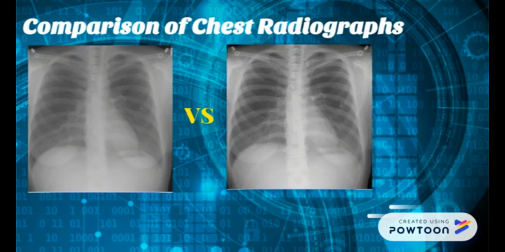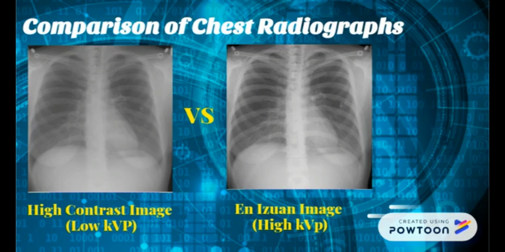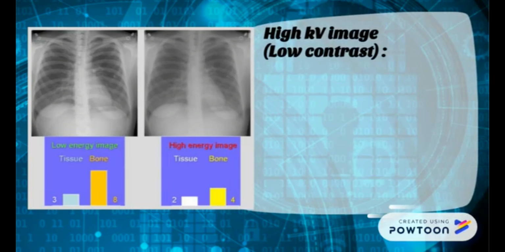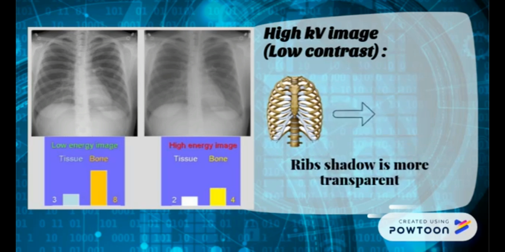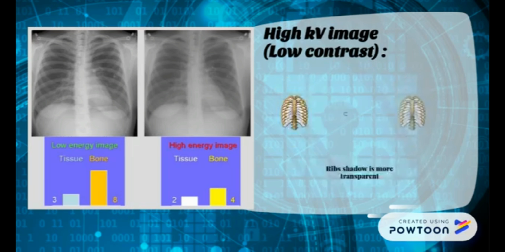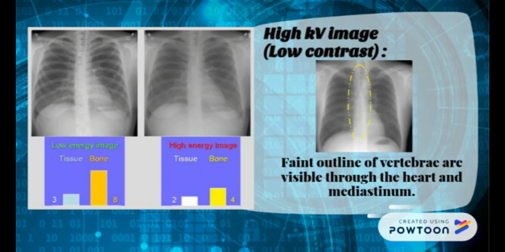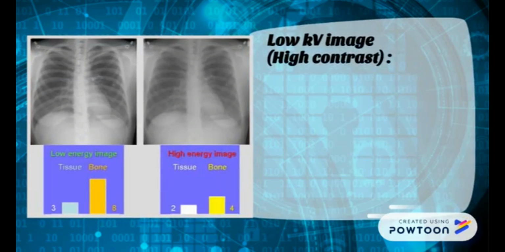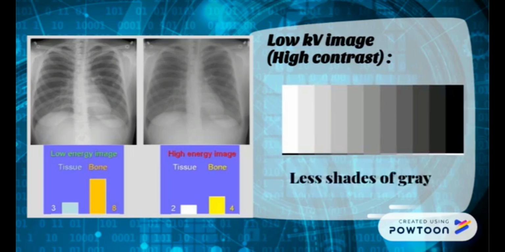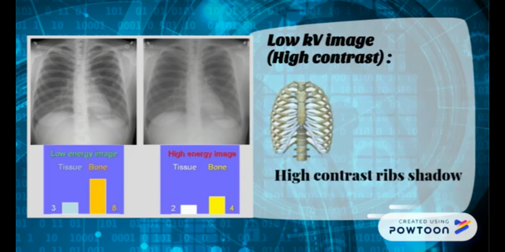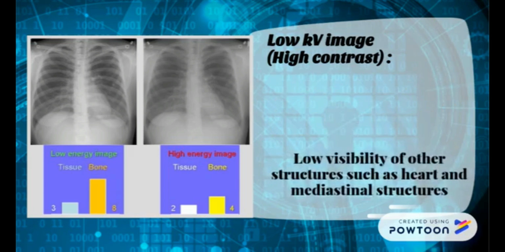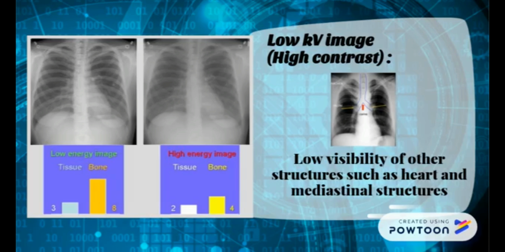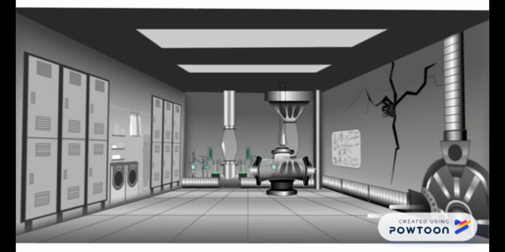Comparison of chest radiographs between the low KVP and high KVP. High KV image has low contrast, which results in more shades of gray. Ribs shadow is more transparent. The faint outline of vertebrae is visible through the heart and mediastinum, and easier penetration of mediastinal regions. Low KV image has high contrast, which results in fewer shades of gray, high contrast ribs shadow, and low visibility of other structures such as heart and mediastinal structure.